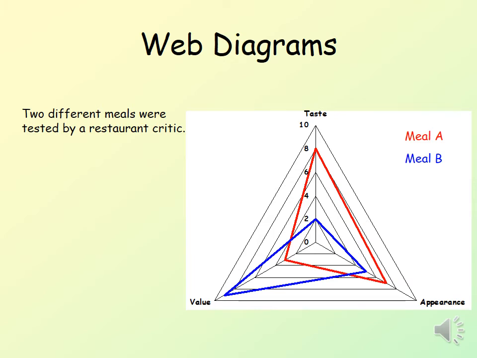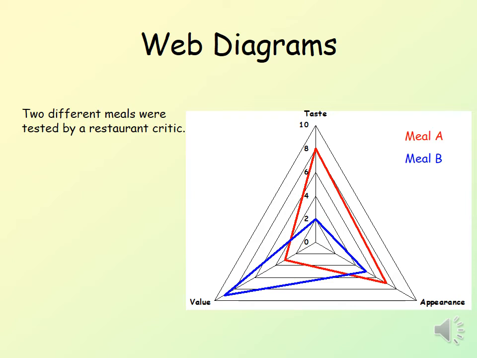Okay, so I'm going to leave this one for you to have a go at, because it's got 2 diagrams on it showing you 2 meals, A and B. So can you calculate the mean and then perhaps try to evaluate it, which is the better meal, A or B? Okay, 5 seconds for you to freeze, and then we'll go through the answer.